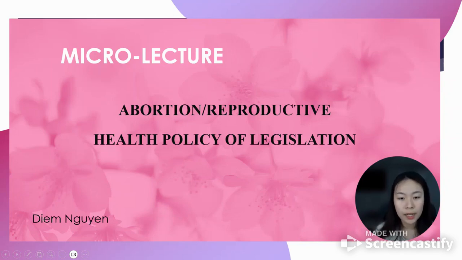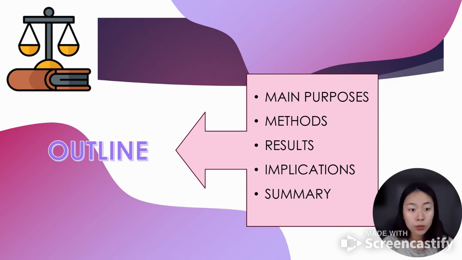Hello everyone, my name is Dean and for today's micro lecture I'm going to be talking about abortion, reproductive health policy, and legislation. I want to share some thoughts with you all on the Supreme Court decision to overturn the right to abortion that was protected by the Constitution. We're going to go over the main purpose, the methods, results, implications, and a summary of the article.